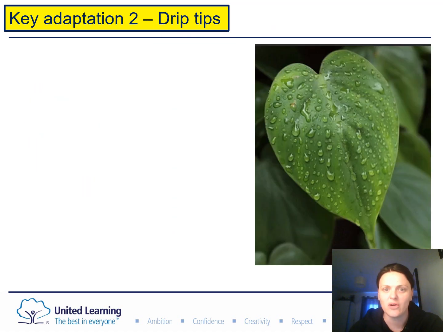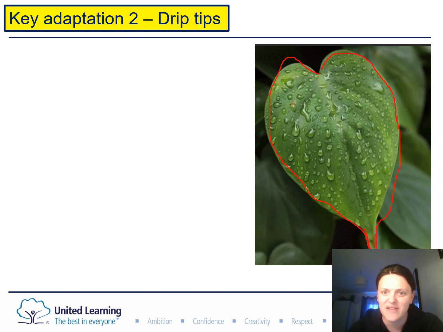Next one here, we've got these leaves, beautiful leaves, lots of different types of leaves found in the rainforest. But look here, they're in this sort of shape here with a tip at the bottom. And we call these drip tips. Why do you think they're called drip tips? Yes, that's right. Because it rains all the time in rainforests, everything's going to be wet and covered in water.